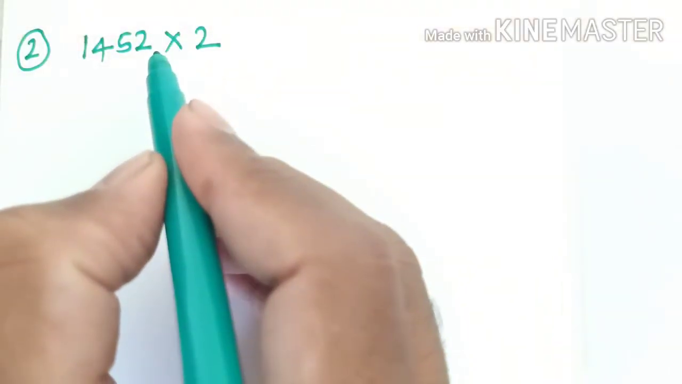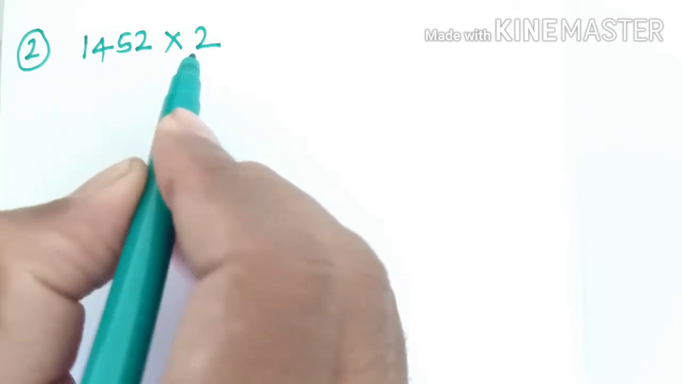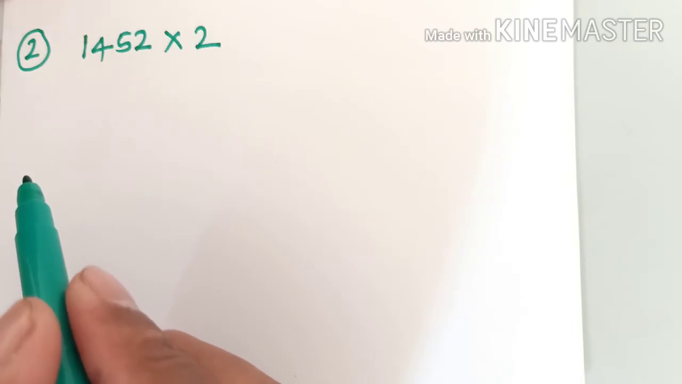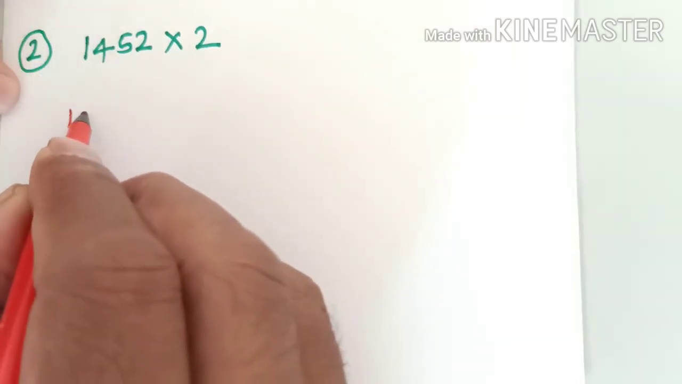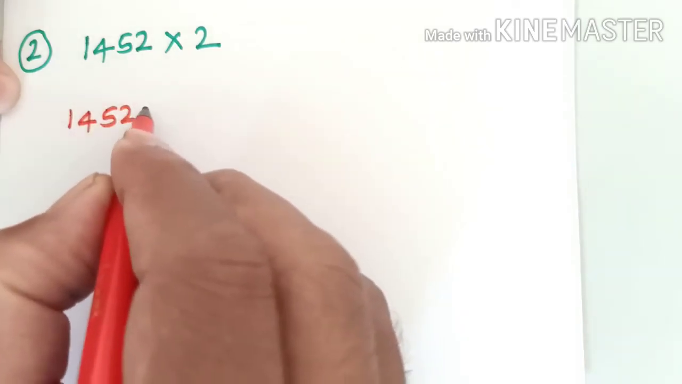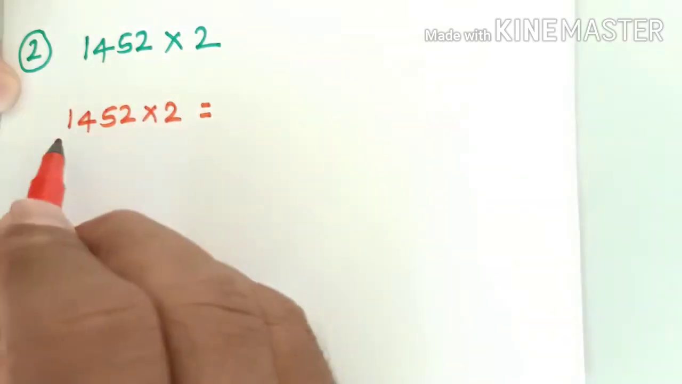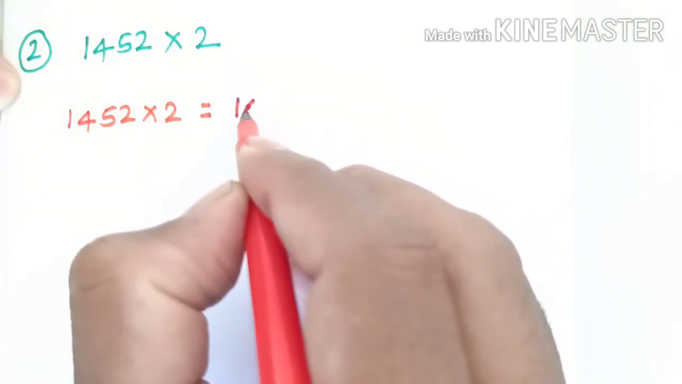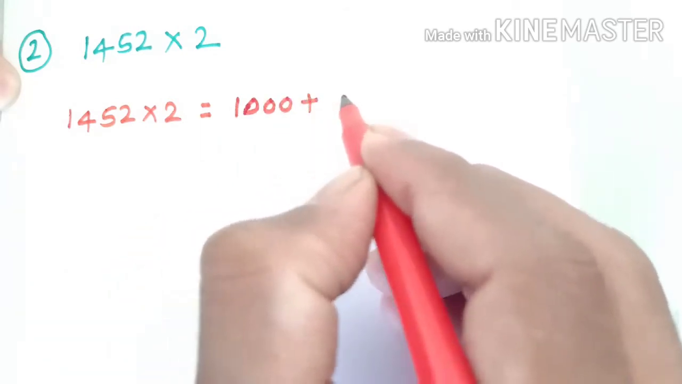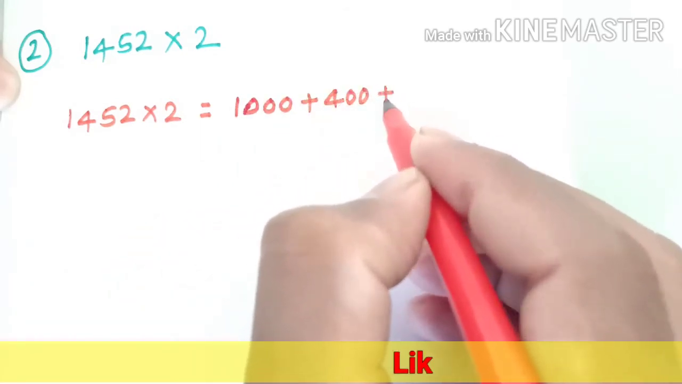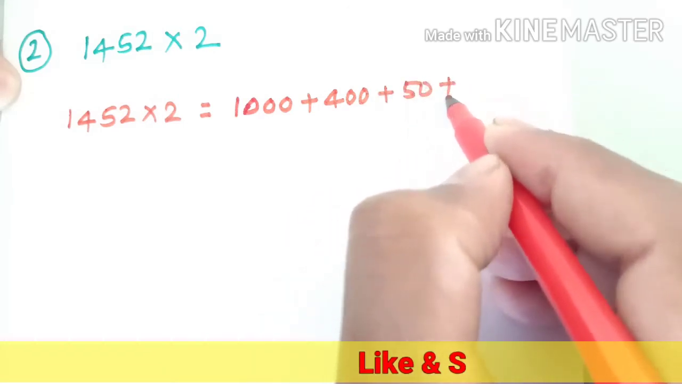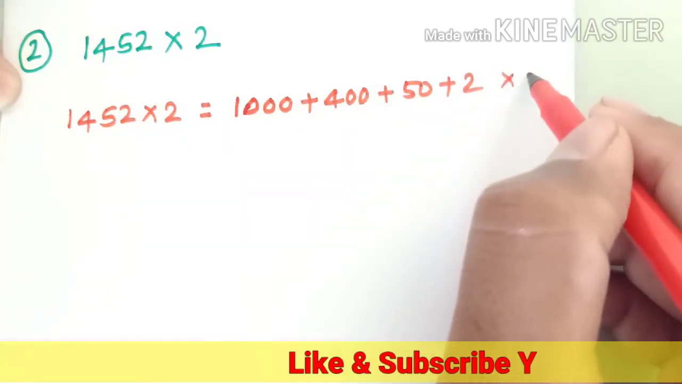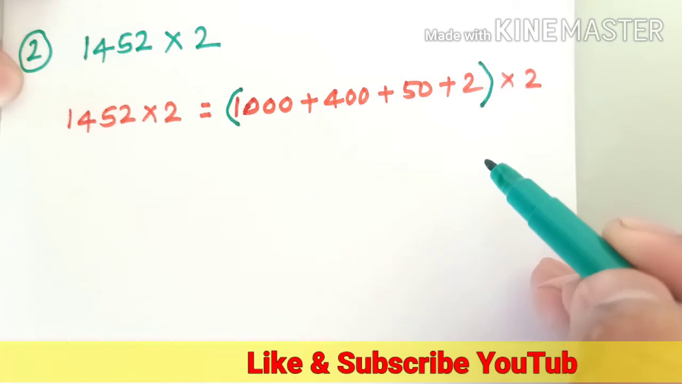Now this is one more example with us, that is 1452 multiplied by 2. Now the same example we have to solve using expanded form. 1452 multiplied by 2 is equal to, I have to expand this 1452. So here will be 1000. Okay, then there will be 400. Then there will be 50, then there will be 2 and at the end there will be multiplied by 2. Did it? So you have to take it in a bracket.